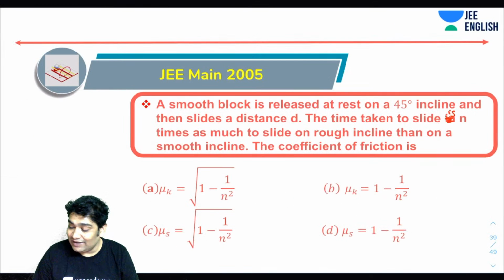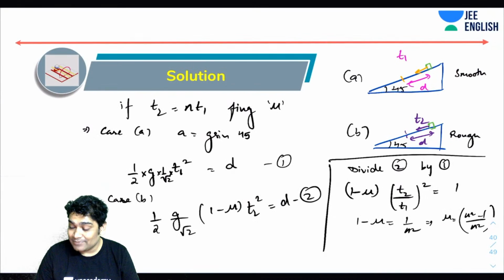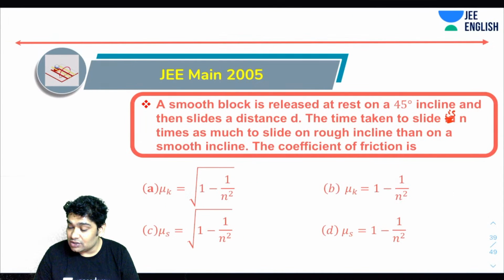Let's see if that is anywhere in our options. Yes, it is. Okay, and what kind of friction am I talking about here? This would be mu k, right? Why? Because the slipping is happening. If slipping is happening, then the coefficient of friction would be mu k. So this is my correct answer: 1 minus 1 over n square. Okay, I hope everybody followed this. If you didn't follow this, you can let me know in the chat.